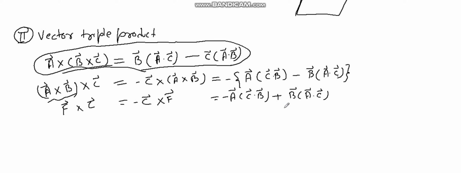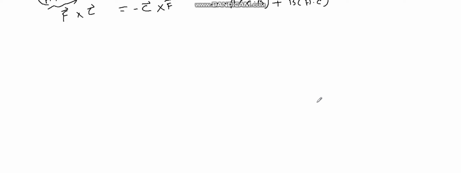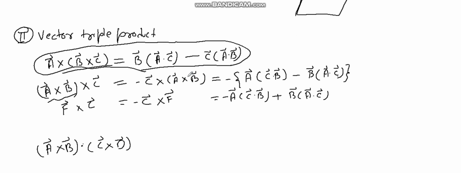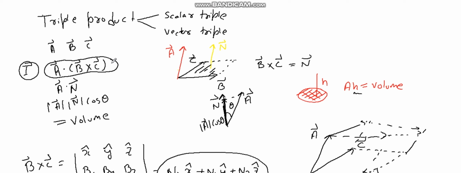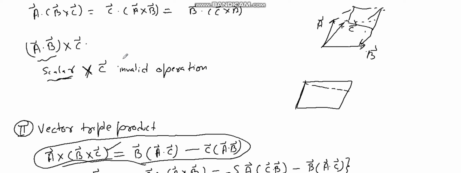Apart from that, we may have other higher products. Maybe like the four vector product, like A cross B dot C cross D. We can have the product of vector products like this. Okay, so how are we going to solve it? We can solve it by our previous analysis of this vector triple product and this scalar triple product. Okay, so how are we going to do this? Let's see this.